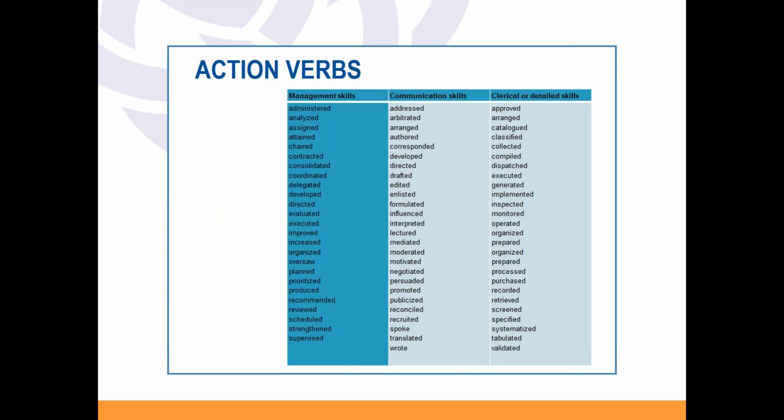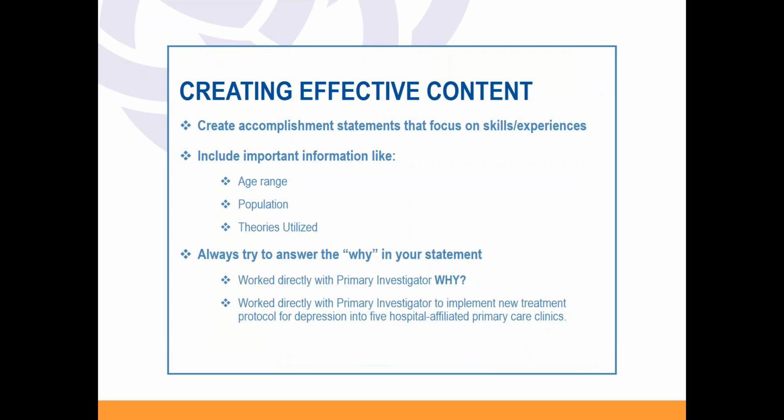Here is an example of a list of action verbs. This is something that you can find online. As you can see, there is a category for management skills. Here is a list of action verbs that one could use to define what they've done in their role. And also, when you're creating effective content, create accomplishment statements to focus on the skill sets and the experiences that you have.